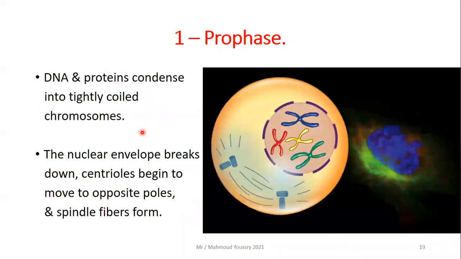So this is what happens during prophase. DNA and proteins condense into tightly coiled chromosomes. As you can see, these are the tightly coiled chromosomes. The nuclear envelope breaks down. The centrioles begin to move to the opposite poles of the cell, and the spindle fibers form.